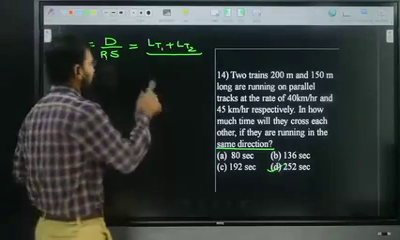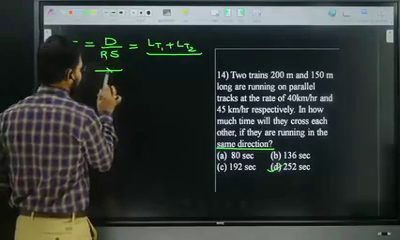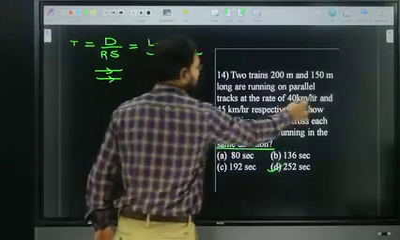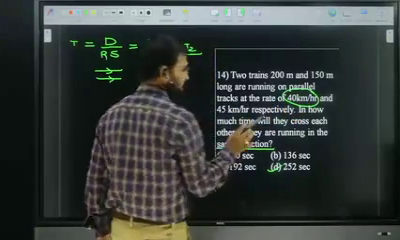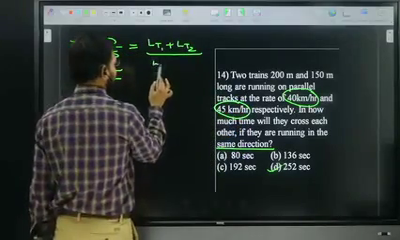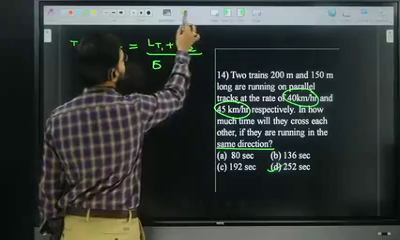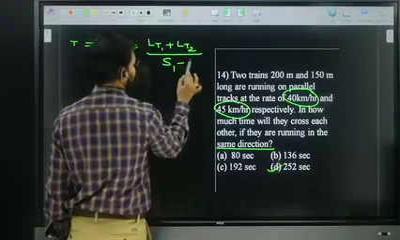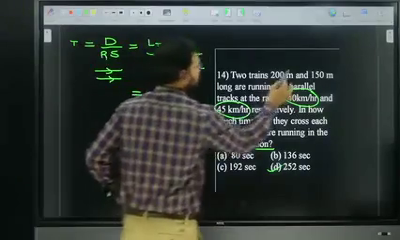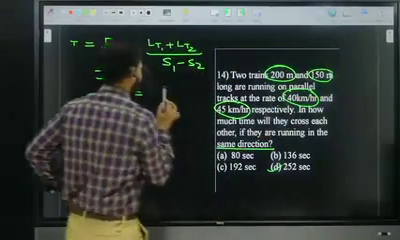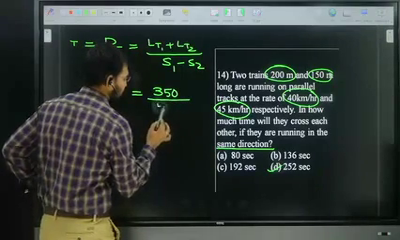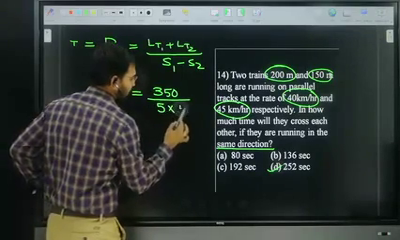Divided by the relative speed. In which case? Same direction. Same direction means the difference of their speeds. Not 40 minus 45, just simply the difference of their speeds. The difference is 5, S1 minus S2. So length of train 1 plus length of train 2, 200 plus 150, is 350. 350 by 5, the difference is 5.